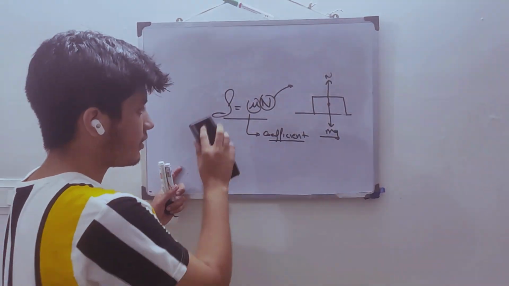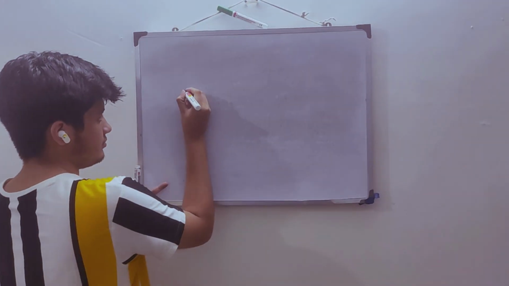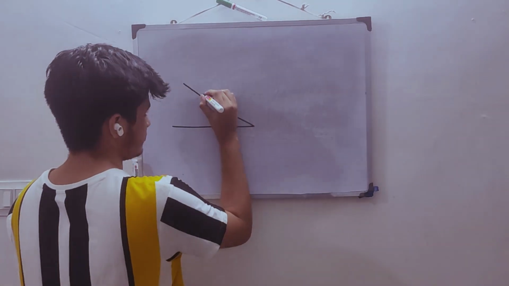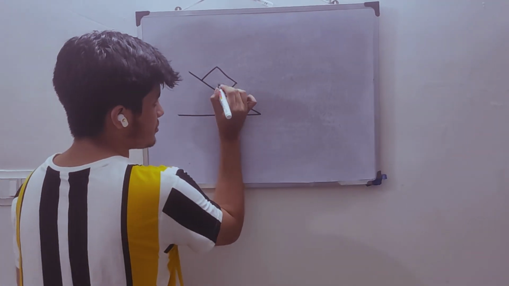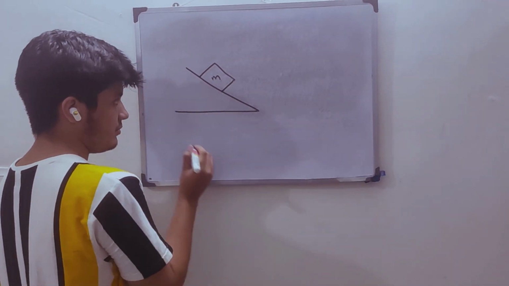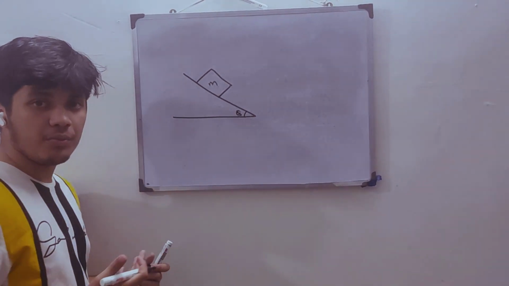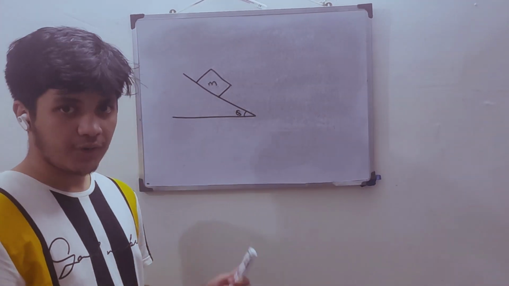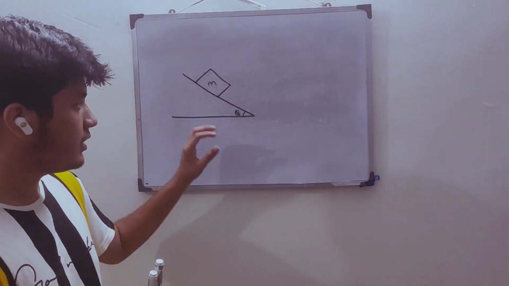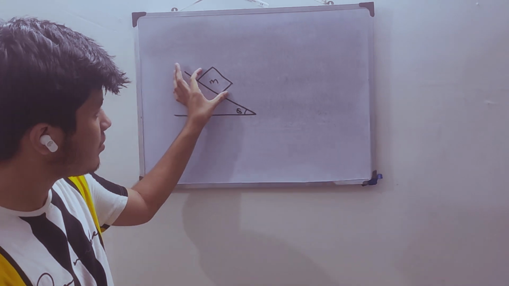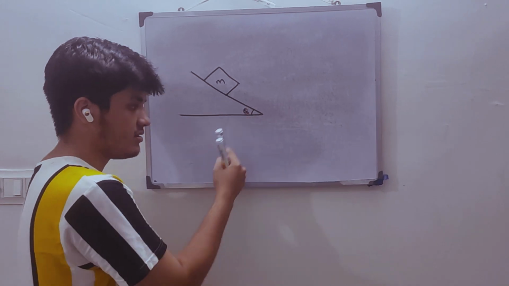So now, let me give you an example. This is an object of mass m on an incline, and here there is an angle theta. We are going to draw the free body diagram of this object. So what is a free body diagram? A free body diagram is a rough diagram that is drawn to define all the forces acting on that body. So we are going to draw the free body diagram of the small mass m on the slide that has an angle theta.